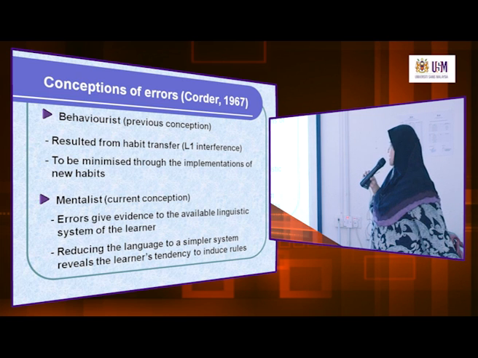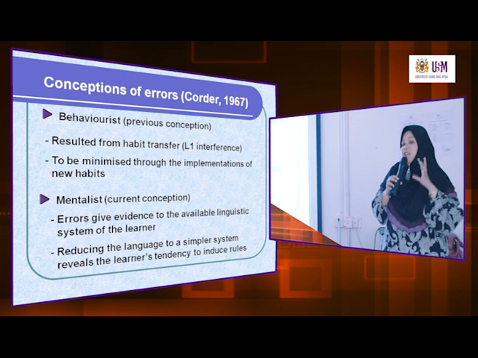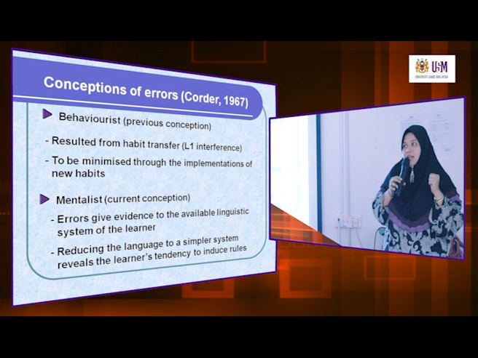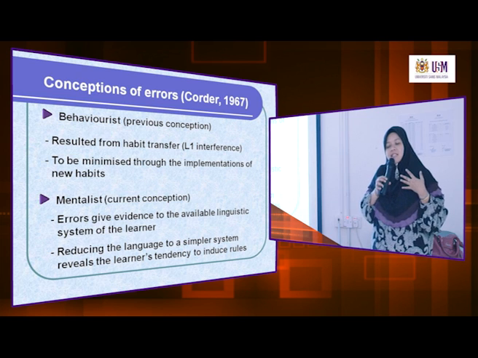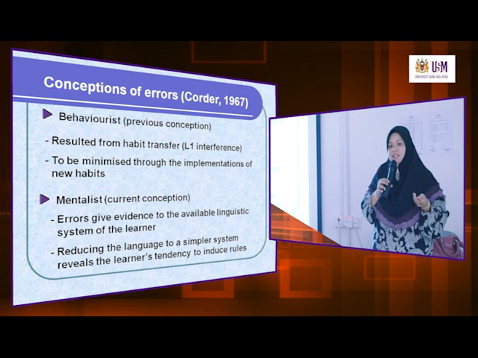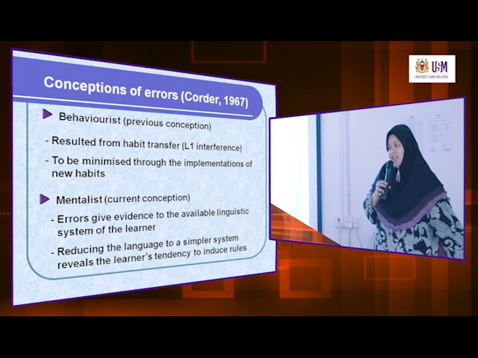Reduce the language to a simpler system. Reveals the learner's tendency to induce rules. For example, salmon. But usually pronunciation is not that. We don't really particularly look at pronunciation unless it's really wrong. For example, salmon. Usually it's a silent L. Salmon, or herb. It's the same as hour, H-O-U-R, with a silent H, isn't it? Hour, so herb. But if you pronounce the H, there's no one who will judge you or penalize you because it's not something that we are brought up with. Okay, we don't know. If we know, we know. Salmon without the L. Okay.